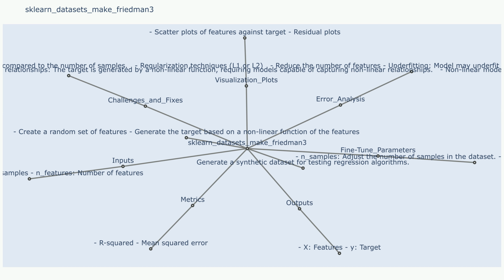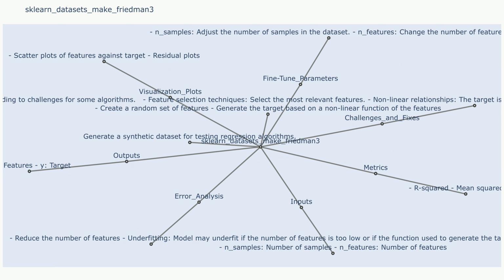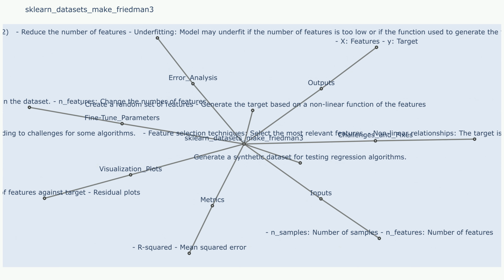n_samples: the number of samples, or data points, to generate in the dataset. n_features: the number of input features, or independent variables, in the dataset. random_state: an integer value used to initialize the random number generator. This ensures reproducibility, meaning that you'll get the same dataset every time you run the function with the same random state. X: a NumPy array containing the generated input features. Each row represents a data point, and each column represents a feature. y: a NumPy array containing the generated target variable, or dependent variable.